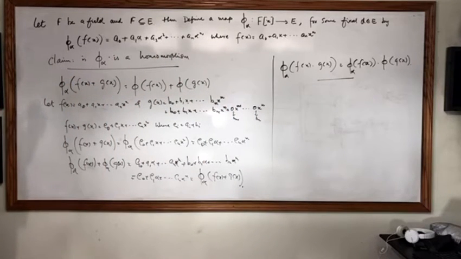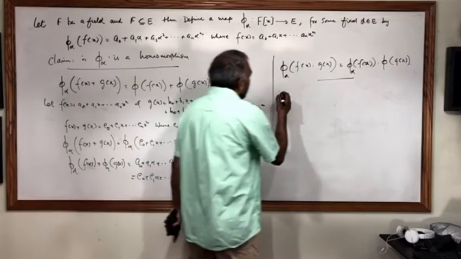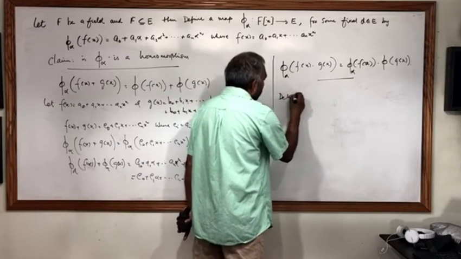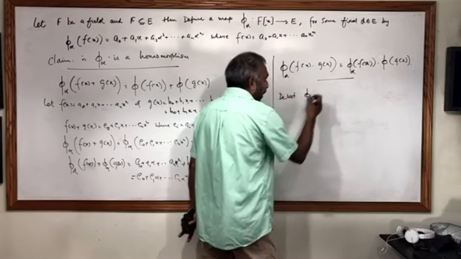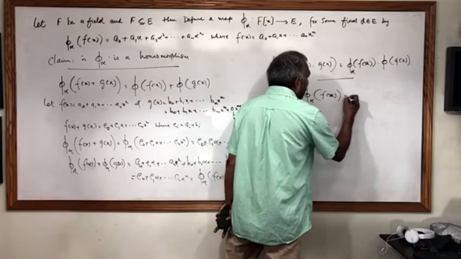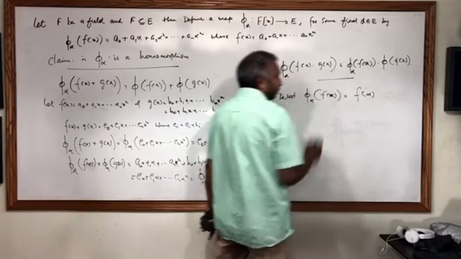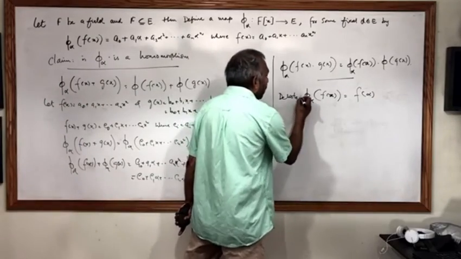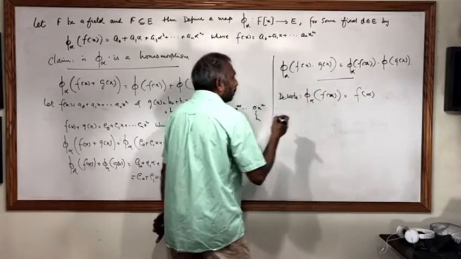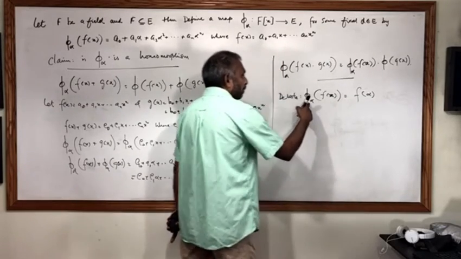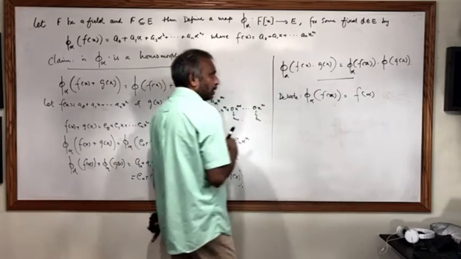Now, our idea here is to denote phi alpha of f(x) as f(alpha). This is how we normally denote it, and that is actually the image of f(x) under this homomorphism.